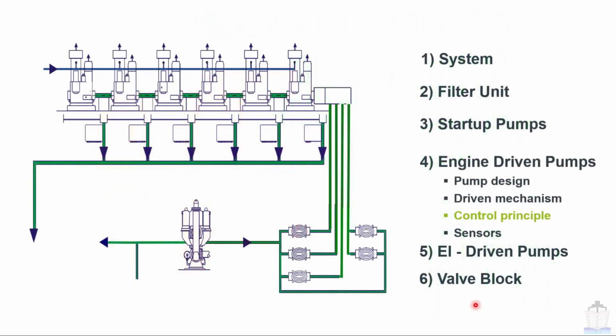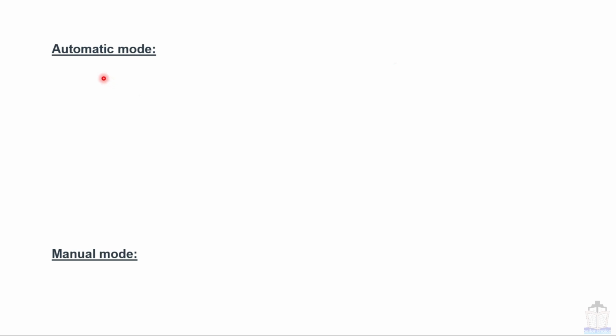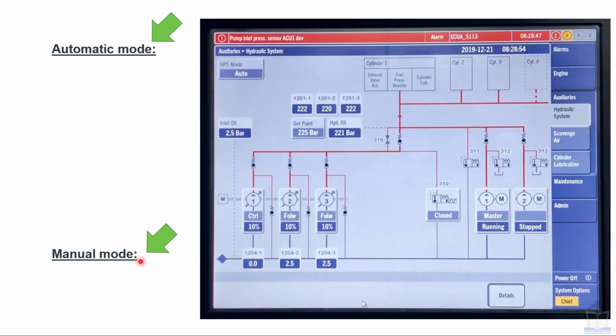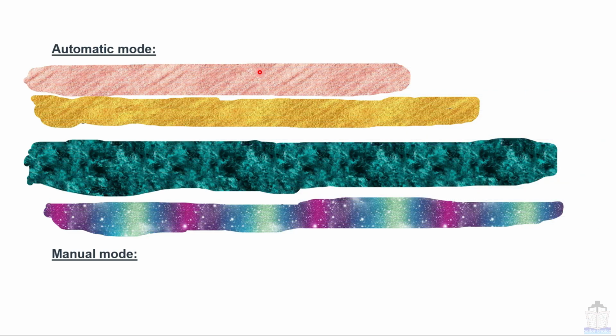Now going to talk about our next topic, that is the control principle related to the HPS system of the ME engine. Now here going to talk about the automatic mode of operation and manual mode of operation. Probably you might have forgotten about the same, so I am just reminding you once again. So I am talking about this HPS mode which is kept in auto or in manual. Now here I am going to discuss some salient points about the automatic mode and manual mode.